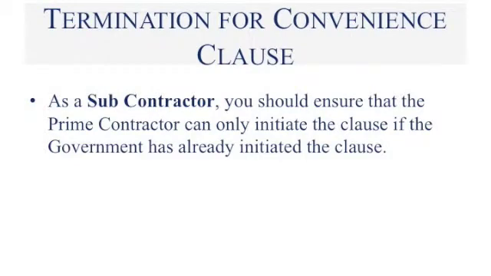On the other hand, if you are a subcontractor, your interests are different. You don't want the prime contractor to have the absolute right to terminate you without first being terminated by the government. So you can accept the termination for convenience clause in your subcontract, but you should insist that the prime be restricted to only the situation where the prime has already been terminated by the government. So we recommend that the subcontractor termination for convenience clause be modified in that way.